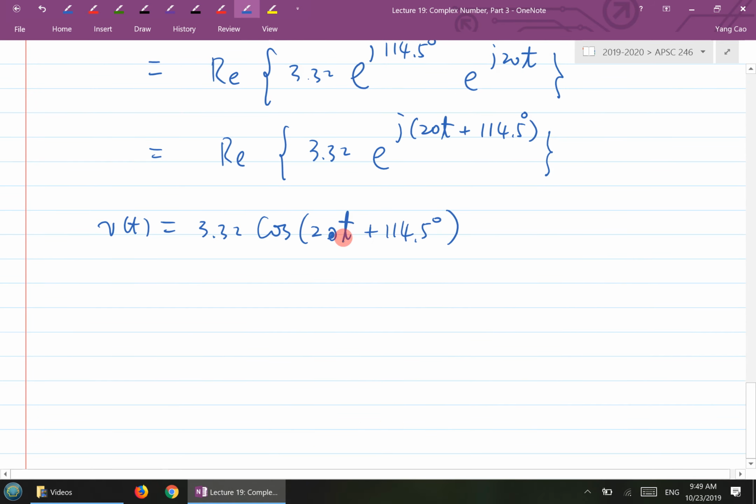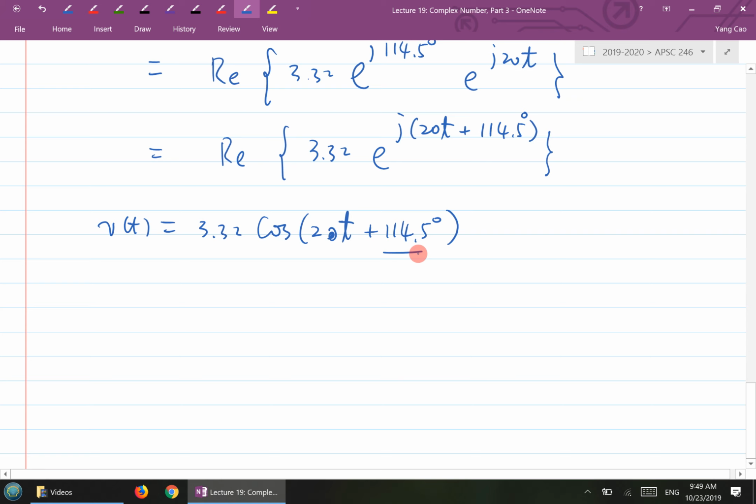I also want to caution you here. Typically, we don't use degrees. You use radians here. This number should always be in radians. But just be careful, because sometimes when you put 20 times t, it actually gives you back radians, so a little mismatch. But anyway, I use degrees here. Is that clear?